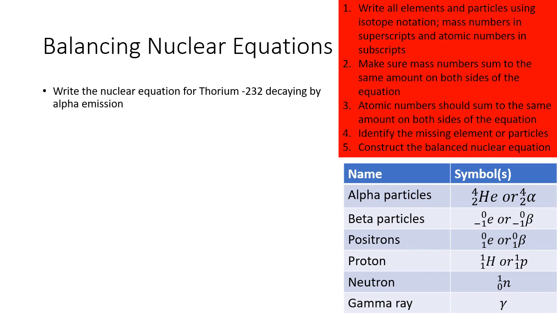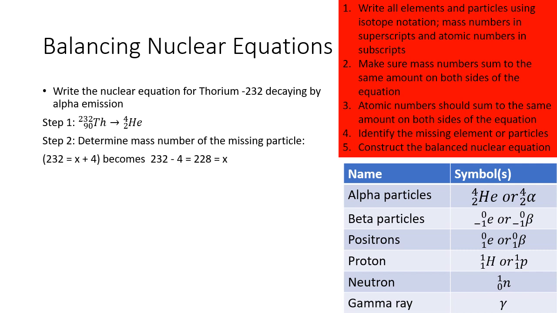Let's try doing something a different way. So we're going to write the nuclear equation for thorium-232 decaying by alpha emission. So we start with step 1 and we put our atomic symbols in. Okay, so now we need to figure out what we're missing. And we're going to do that by step 2, making sure the mass numbers sum to the same amount on both sides. So in this case, we have 232 equals x plus 4. X then becomes 232 minus 4. X is 228. So this is another big particle.